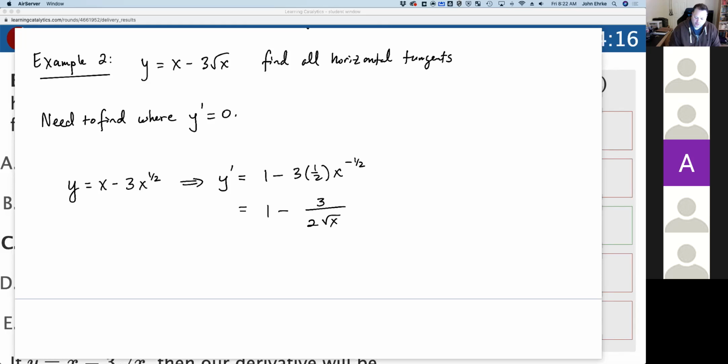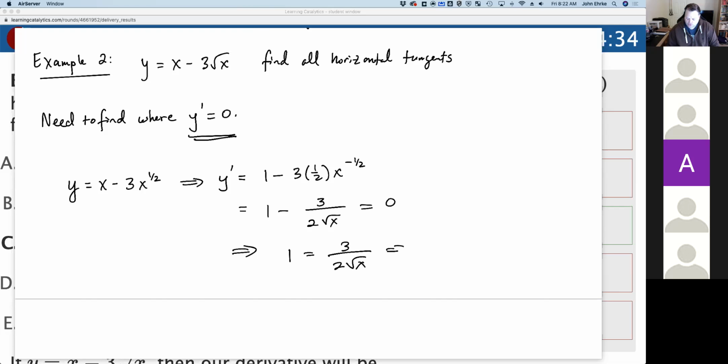I want to figure out where the derivative is 0, so I'm going to set this equal to 0 and solve for x. If I do that, I will get 1 is equal to 3 over 2 square root x.